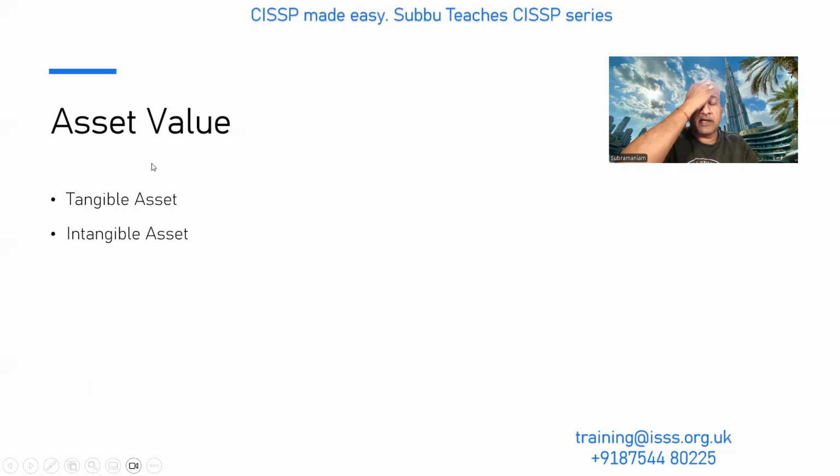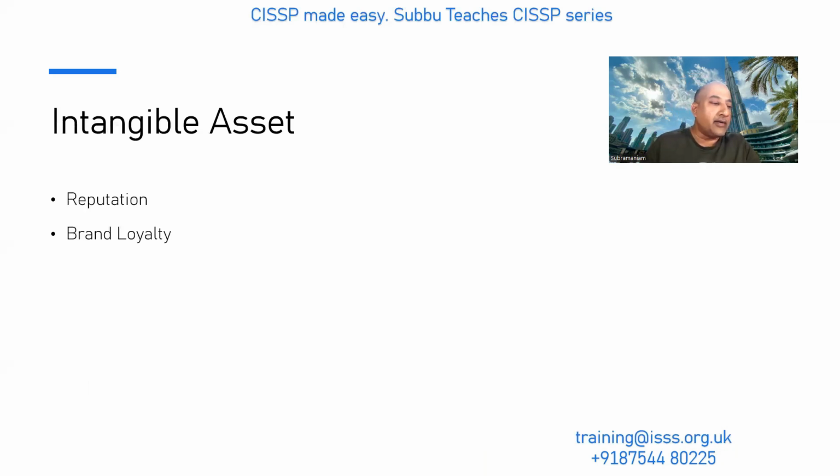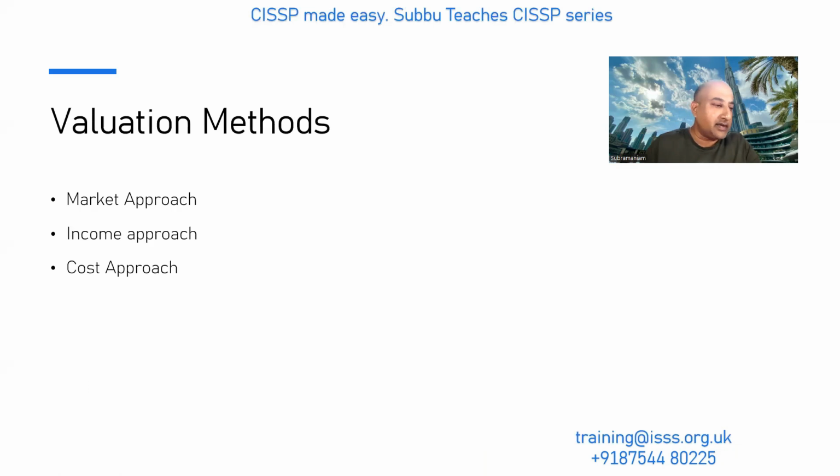So we have tangible asset and intangible asset. Tangible asset is something that you can touch. Intangible asset is something that you cannot touch. You only feel it. Reputational damage, brand loyalty, these are examples of an intangible asset. So how do you value the intangible asset?